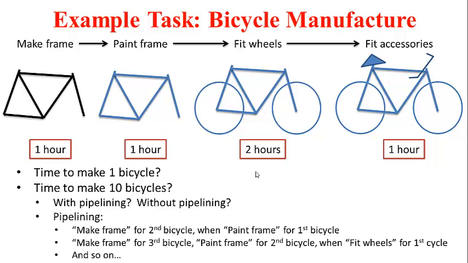In pipelining, we realize that we are going to have the second bicycle enter the pipeline when the first bicycle has moved from the first unit of work to the second unit of work. Likewise, when the first unit of work moves to the third step, the second unit will move to the second step and the third unit of work will move to the first step, and this will continue.